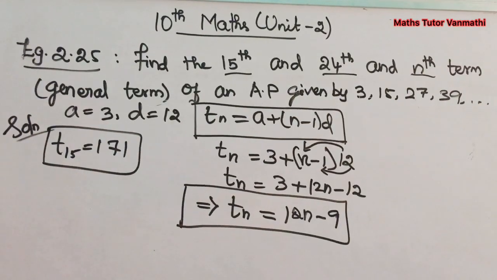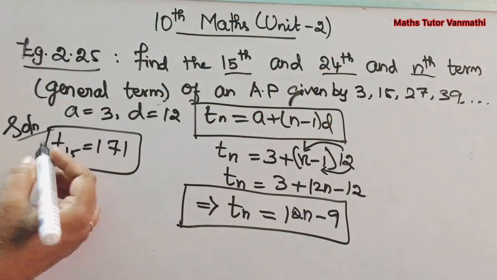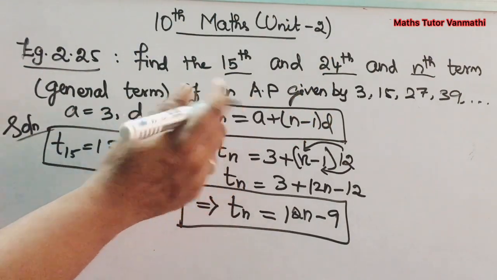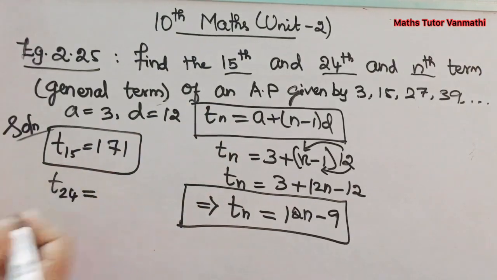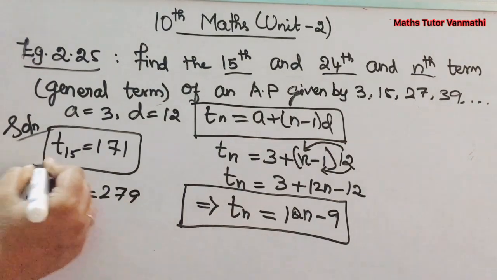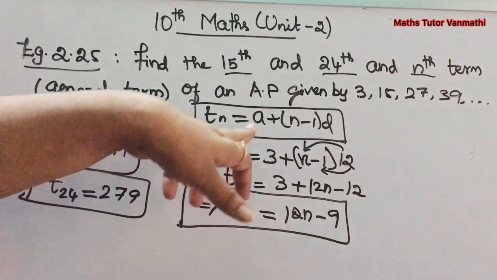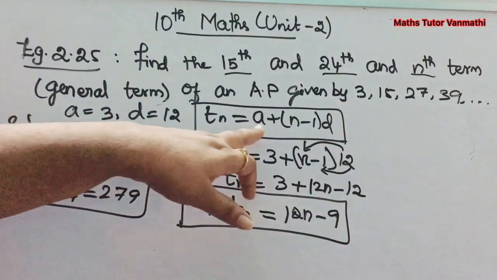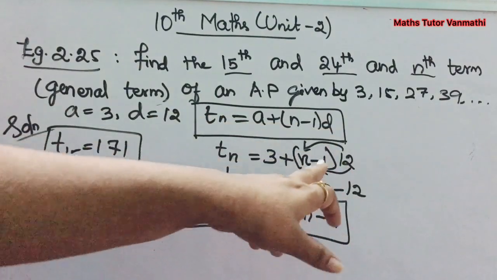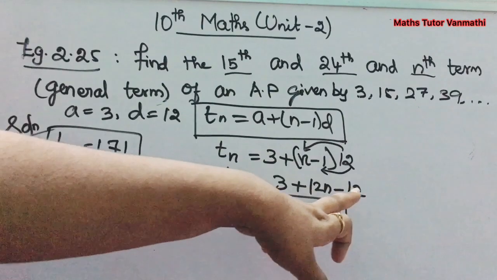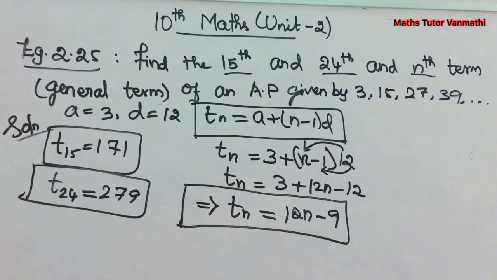Clear? Next, in the place of n you will substitute 24, because we need T24. You will get T24 as 279. Clear? Next we are going to find the general term using the general term format Tn equal to a plus n minus 1 into d. Substituting a and d values alone and multiplying d into n minus 1, you will get 12n minus 12. Solving this, you will get 12n minus 9. Clear? Understood? Next, using this example, we can solve some examples in the exercise problems.